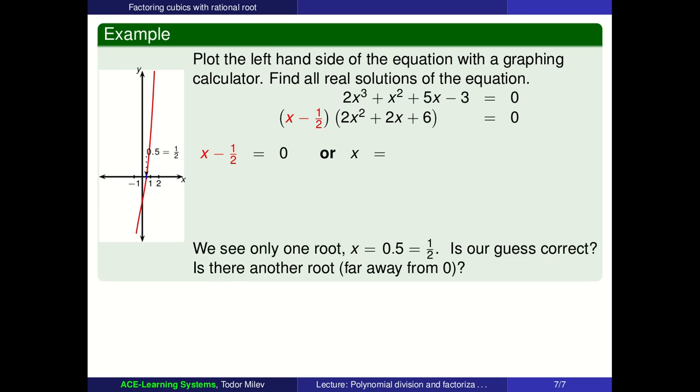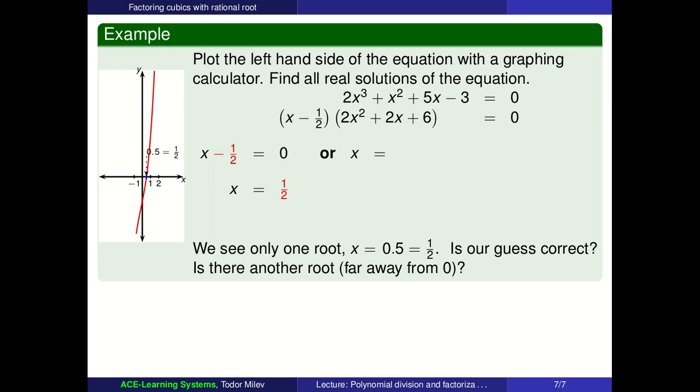So, the product of two numbers is 0, hence either x minus 1/2 is 0, or 2x squared plus 2x plus 6 is equal to 0. If x minus 1/2 equals 0, that means that x is equal to 1/2. This was the solution that we had already seen from the graph.